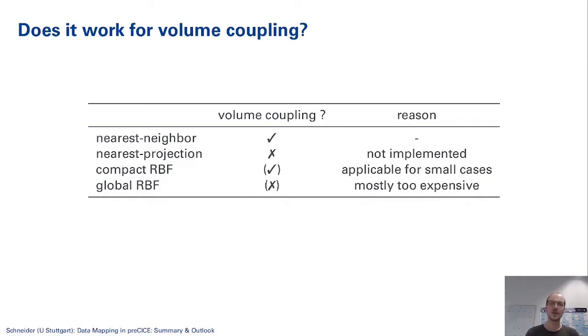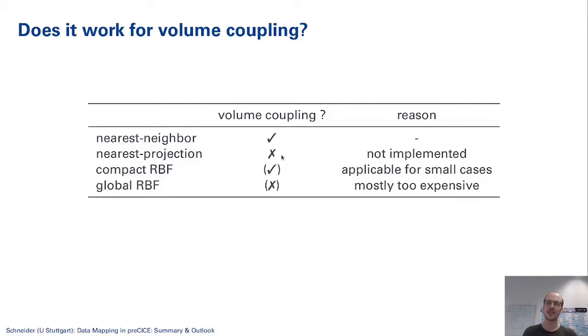Another thing I would like to comment on is, how does the situation look for volume coupling? Until now, we only looked at surface coupling, and for volume coupling, the situation looks a bit different. So our nearest neighbor mapping is perfectly applicable because it's computationally very cheap and it's also very robust. But our nearest projection mapping is not applicable at all because it would require us to define volume elements for the connectivity, and this is simply not implemented at the moment.